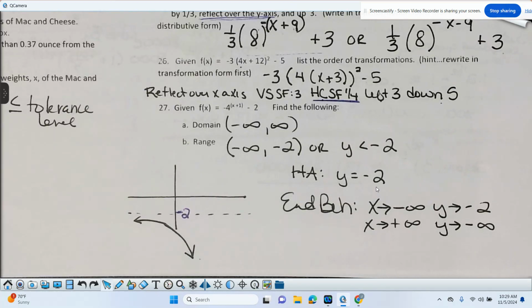It didn't ask you this, but the end behavior for this would be, as you are on the left side of your graph, you're going to get closer and closer to -2, and as you're on the right side of your graph, you're going to get closer and closer to negative infinity.